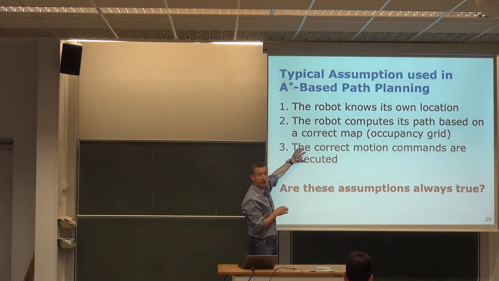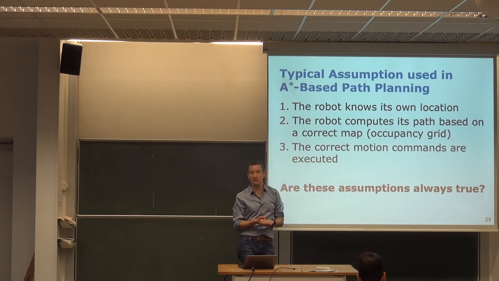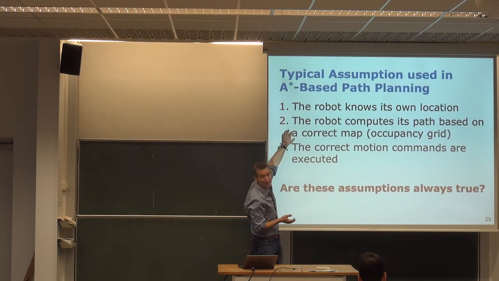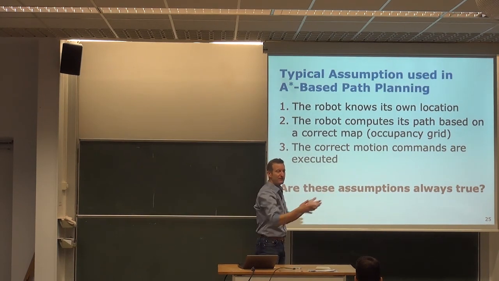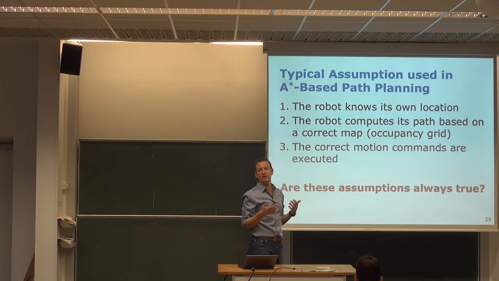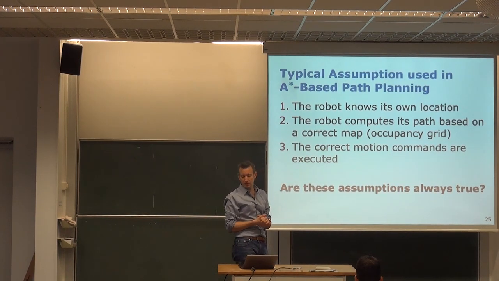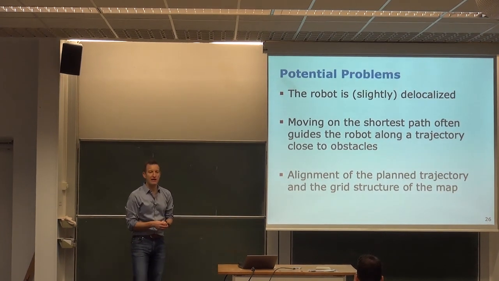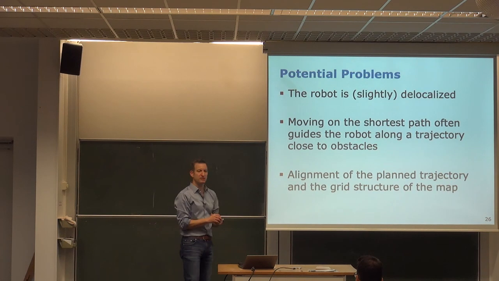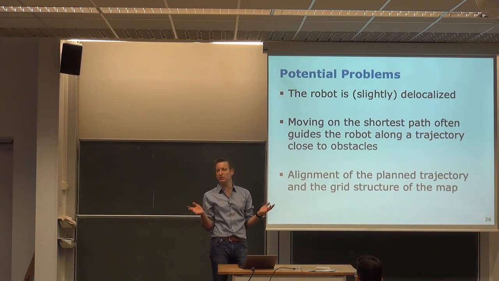So if I don't execute exactly what you tell me, or I don't know precisely where I am, or if the map is not correct, and the table doesn't look like this, but the table is also here, this will lead potentially to collisions with the environment. Okay? So in practice what happens, your robot is slightly delocalized. You have an uncertainty in your pose estimate. Maybe you're 2 or 3 centimeters off. Maybe you're off by a degree or 2 degrees.